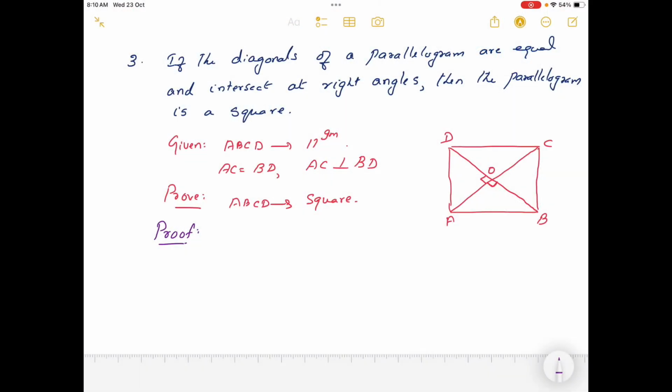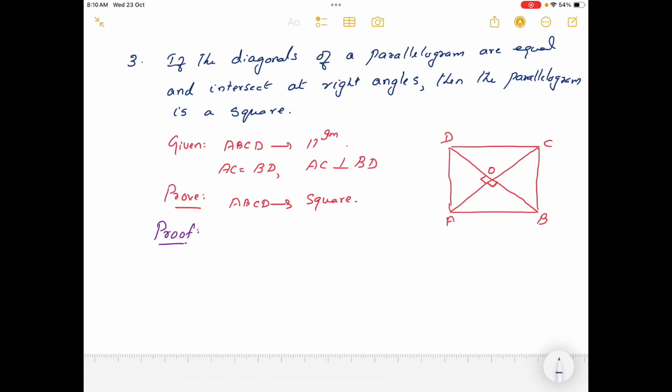The next question is, if the diagonals of a parallelogram are equal and intersect at right angles, then the parallelogram is a square. So this is a specific property of a square. Normally we know about the square, all the sides are equal and the angles are 90. Now regarding the diagonals, this is a property. This is how you differentiate between a rhombus and a square.